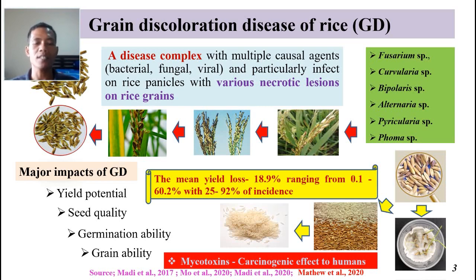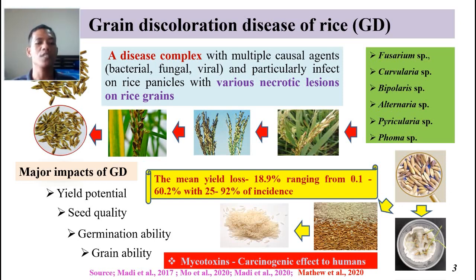Grain discoloration disease is a disease complex with multiple causal agents, and particularly infects rice panicles with various necrotic discolorations of the rice grains. A lot of research has been conducted. Grain discoloration disease is caused by many causal pathogens, and this is a major impact of the discoloration.